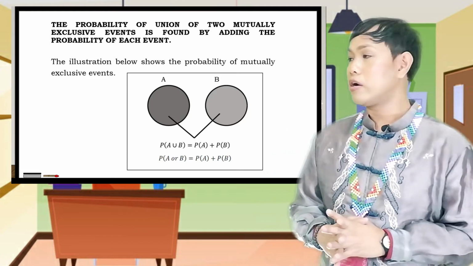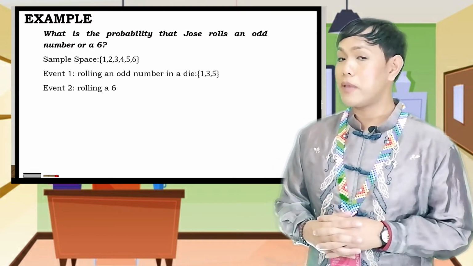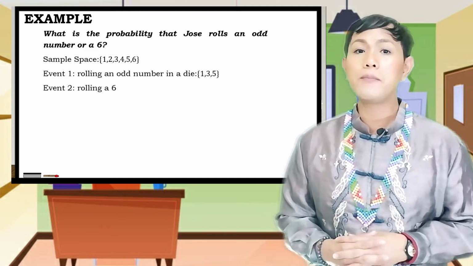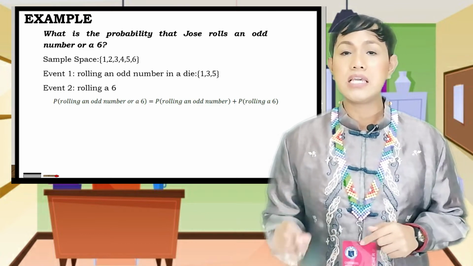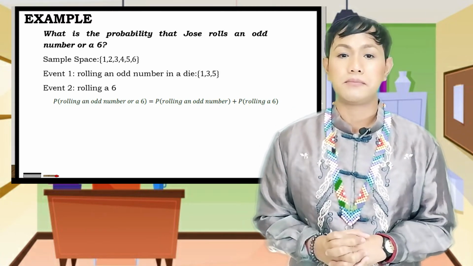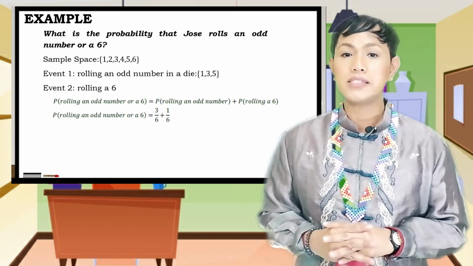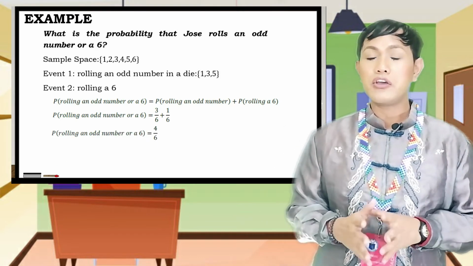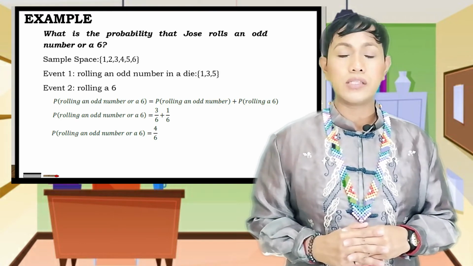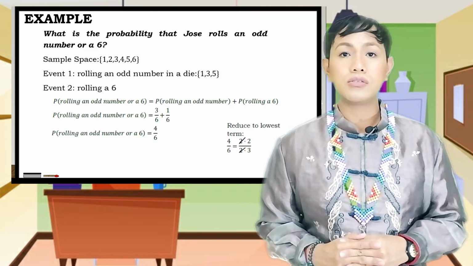So, let us go now to our example. What is the probability that Jose rolls an odd number or a 6? I have already made mention of our sample space, our event 1, and our event 2. For our solution, the probability of rolling an odd number or a 6 is equal to the probability of rolling an odd number plus the probability of rolling a 6. So this would be equal to 3 over 6 plus 1 over 6, which is equal to 4 over 6. When we reduce this to its lowest terms, the probability of rolling an odd number or a 6 is equal to 2/3.